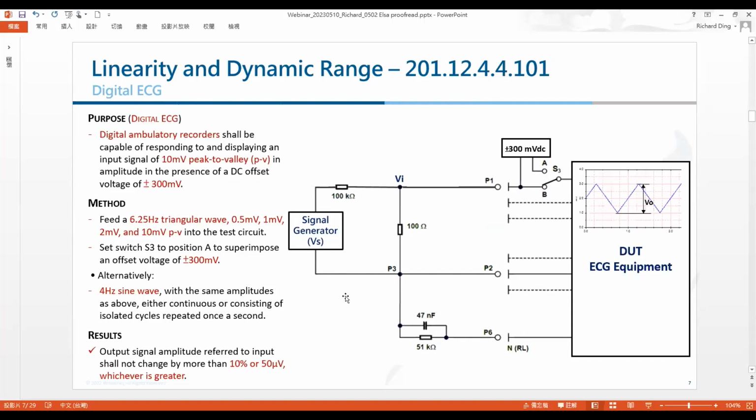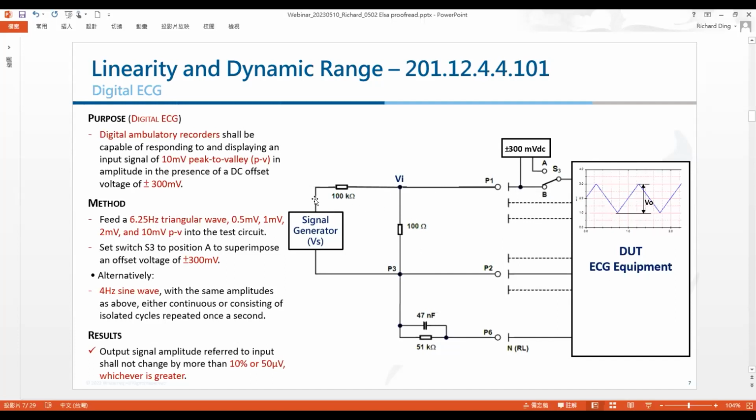This test circuit has a signal generator, and the generated signal will go through a 1,000 times power divider. This is a 100 kilo ohm, and this is 100 ohm. So if you generate a 1 volt PP signal to here, the VI is in fact a 1 millivolt PP signal. This signal goes to P1, and one of the DUT electrodes connects to P1. So this is the electrode under test.